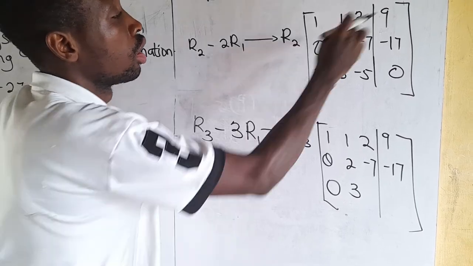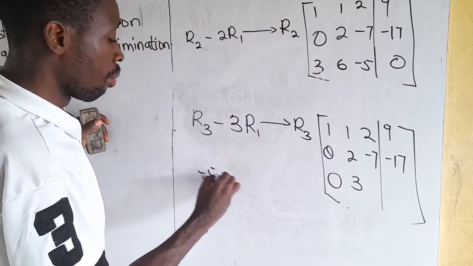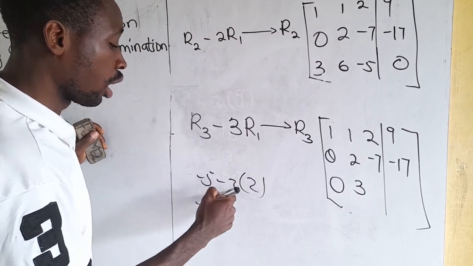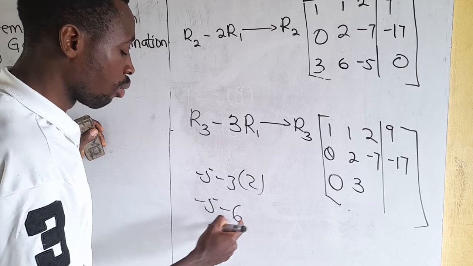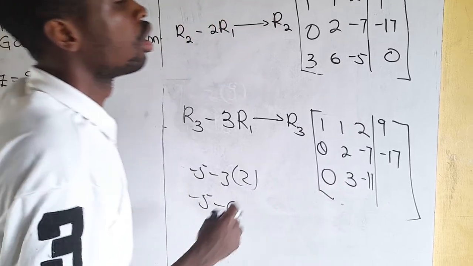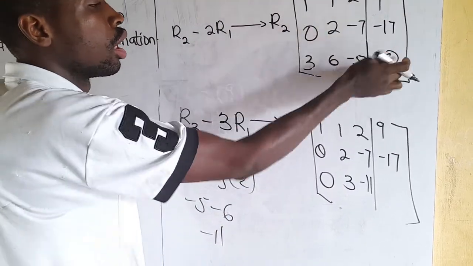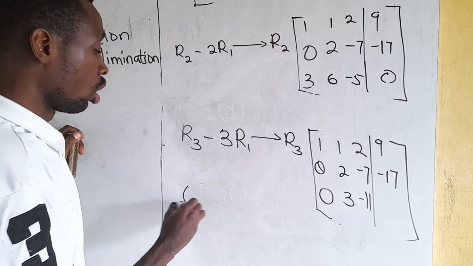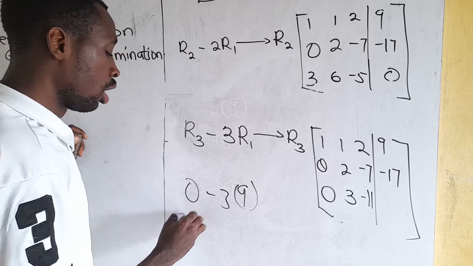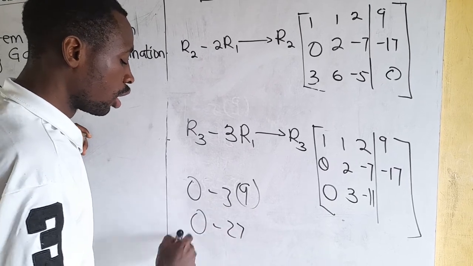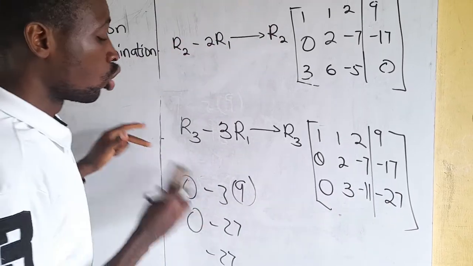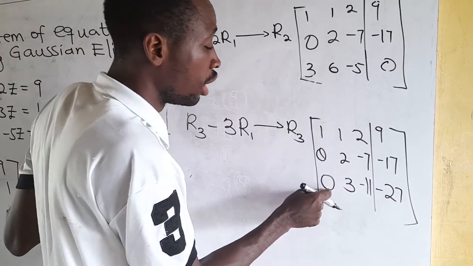Then the next one, this and this. So negative 5 minus 3 times 2. 3 times 2 is 6. So negative 5 minus 6 is negative 11. Then this will be negative 11. The last one. This and this. So 0, R3 here, minus 3 times 9. 3 times 9 is 27. 0 minus 27 is negative 27. So we have negative 27. So we have succeeded in making this 0.